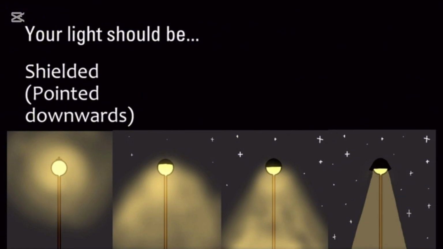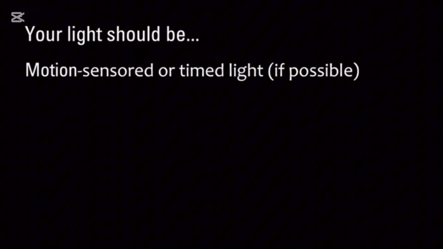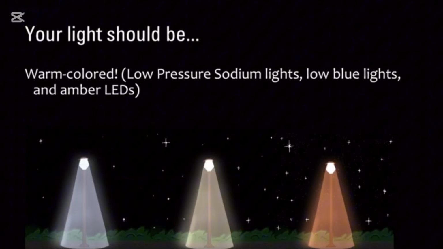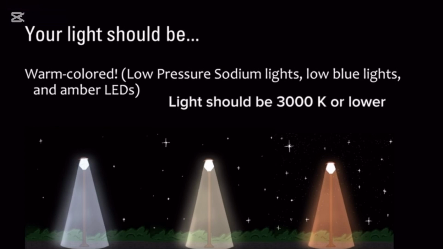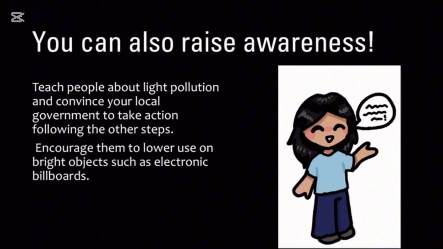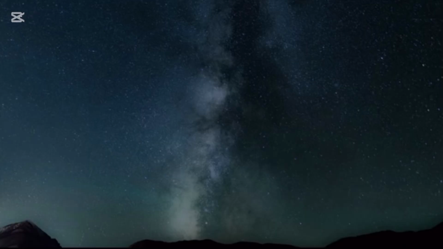Here's how your light should be shielded. Number 4. Use motion sensored or timed light if possible. Number 5. Use warm colored light on all permanent outdoor light sources. Blue light spreads out more in the night sky and disrupts circadian rhythm. Optimal lights are low-pressure sodium lights, low blue lights, and amber LEDs. Number 6. Raise awareness. Teach people about light pollution and convince your local government to take action following the other steps. Encourage them to lower light use on bright objects such as electronic billboards.